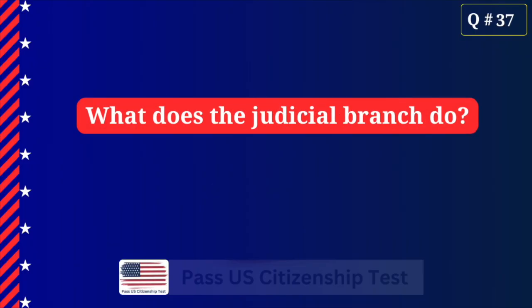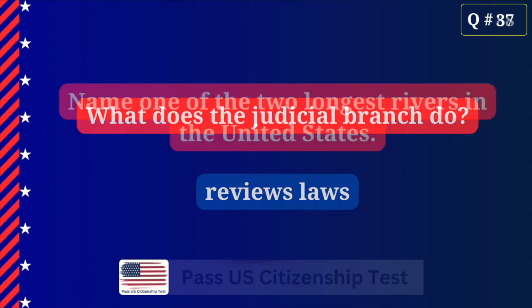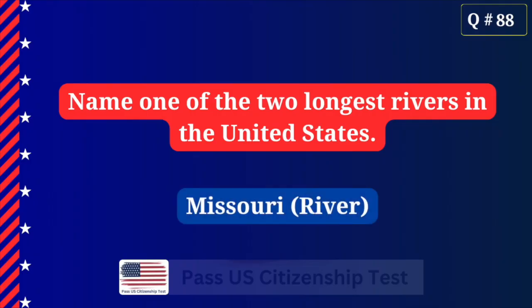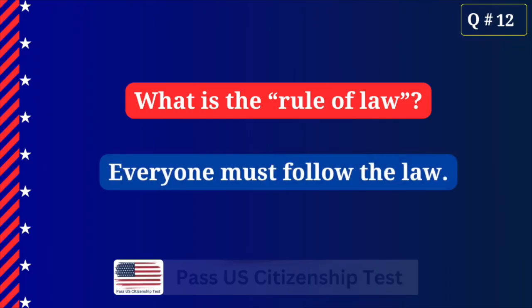What does the judicial branch do? Reviews laws. Name one of the two longest rivers in the United States. Missouri River. What is the rule of law? Everyone must follow the law.